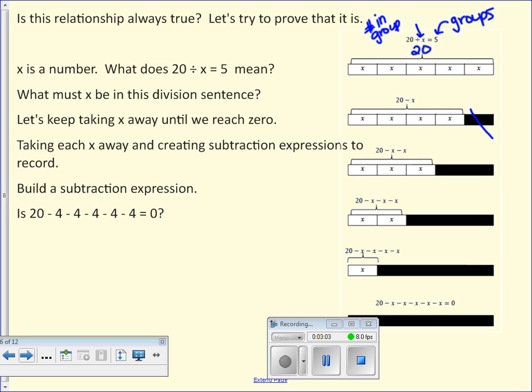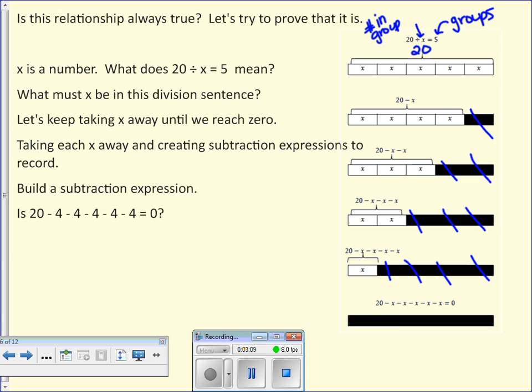So if I keep subtracting, and I keep subtracting another group until I get to 0, that's what I can see here. How many are in each group? If I have 5 groups, how many are in each group? What would x equal? Right, so x would equal 4. So there are 4 in each group. Okay, so this time our x told us how many were in the group.